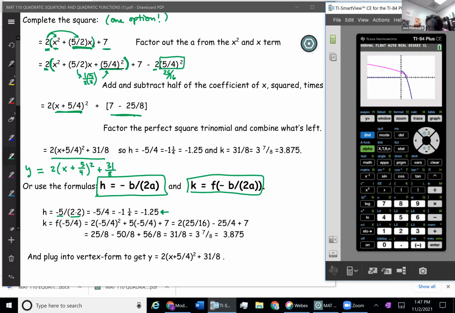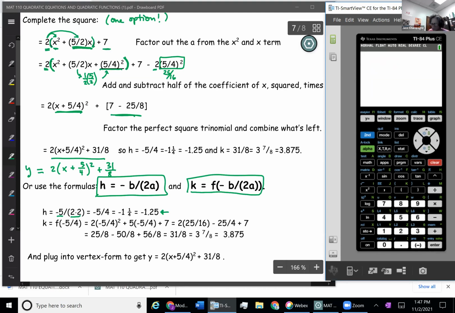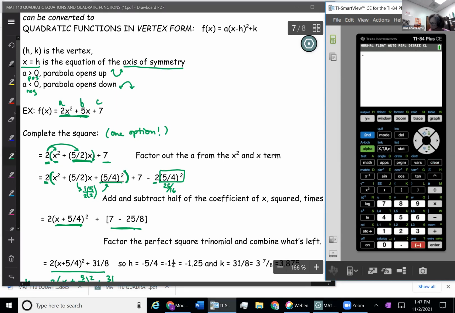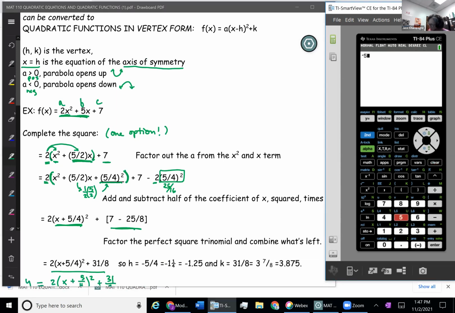Clear. Negative b over 2a. So you just look at your function. Here's a, here's b, here's c. So negative b would be 5 divided by, and then in parentheses, 2 times a gives you the x coordinate of the vertex. And remember, to get it in fraction form, you can just hit your math button and then enter twice, math frac, to get it in fraction form.